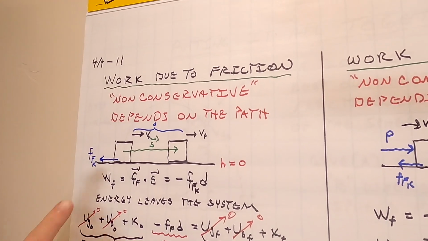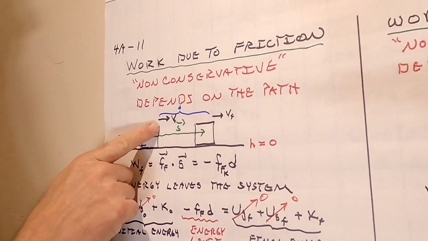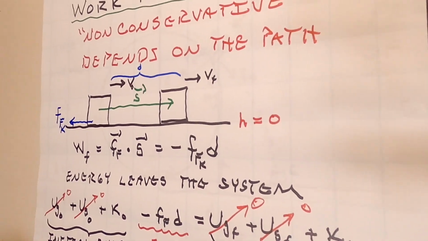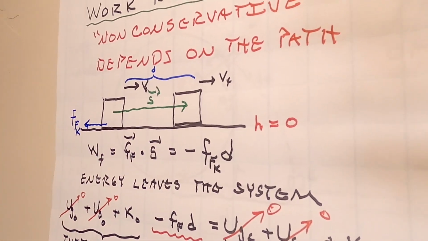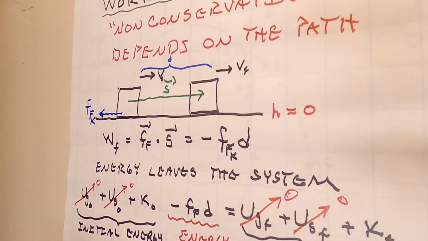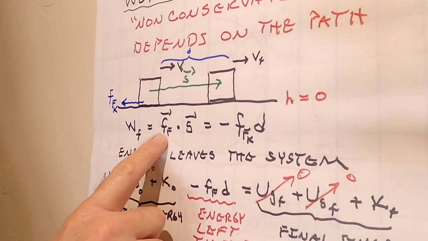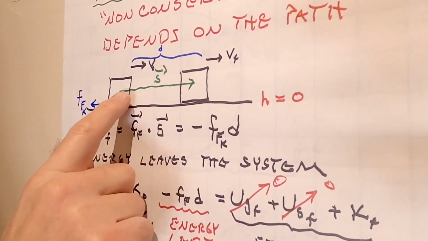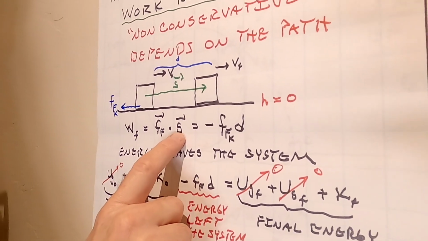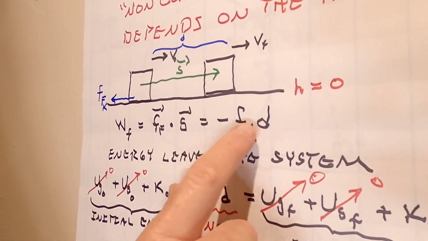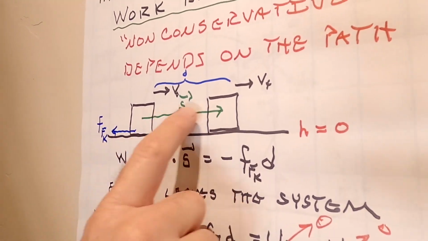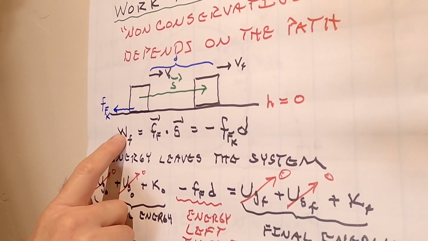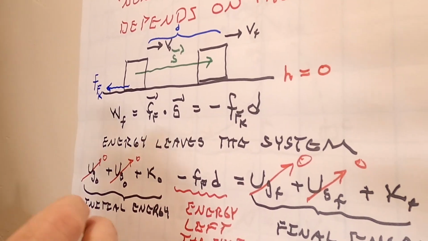So let's look at a case right here. Suppose we have a block here. It's moving at some initial velocity, and at some later time it's going at a final velocity. And there's friction going in this direction. And we say, what's the work due to friction? Well, the work due to friction is the friction dot S, where S is that way, friction is this way. So it's the magnitude of this, magnitude of that, times the cosine of 180, which is -1. This distance is d, so it's just minus frictional force times d. Since this work is negative, energy is exiting the system.